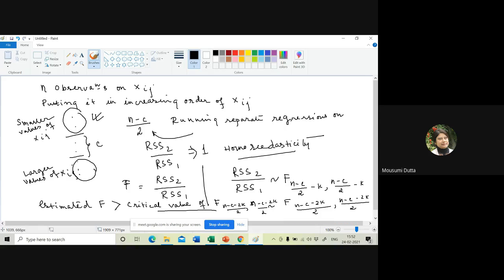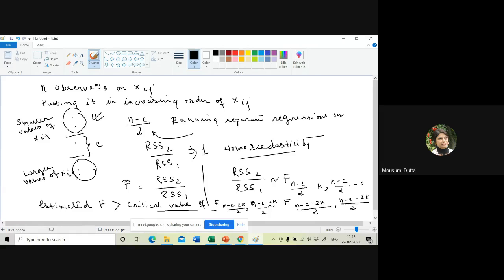On the number of central observations excluded. And power will clearly be small if C is too large.